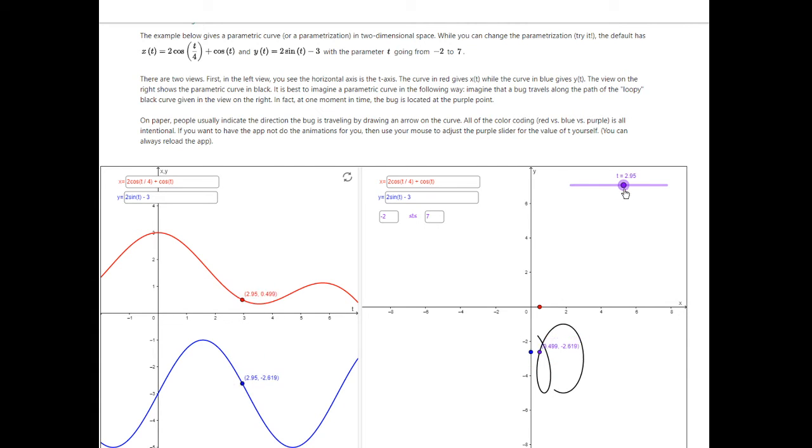Let's go back to when t is equal to 3. So when t is equal to 3, 2 cosine of 3 over 4 plus cosine of 3 ends up giving you 0.47. And when you plug in t equals 3 into 2 sine of 3 minus 3, you get negative 2.718. And so when the time is 3, x coordinate is about a half, y coordinate is about negative 2.5, and you get this one point right here. So this point shown in purple.